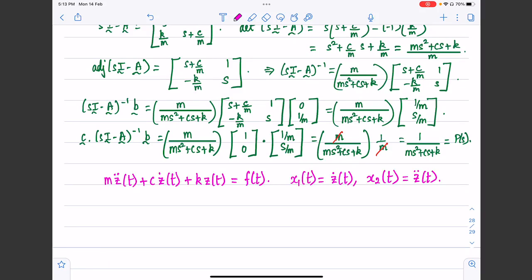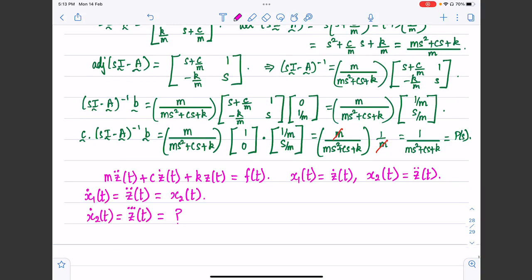Now, the state space process requires that we take the first derivative of both state variables. So x1 dot will become z double dot, and that will be equal to x2. No problem, right? However, if you come to x2 dot, what is going to happen? We get z triple dot. How do we get an equation for this? We are unable to write an equation for this.